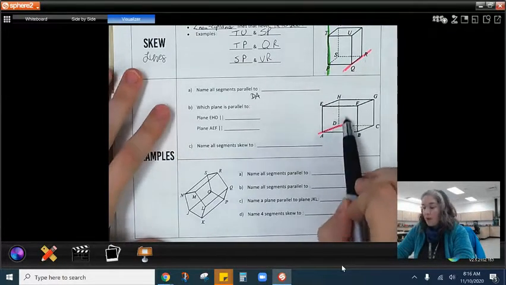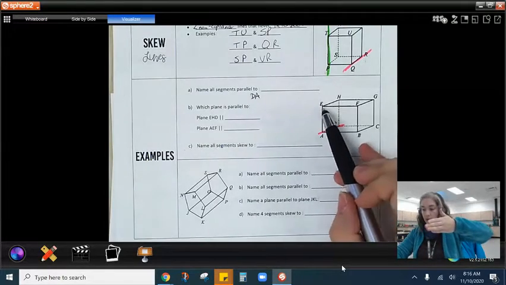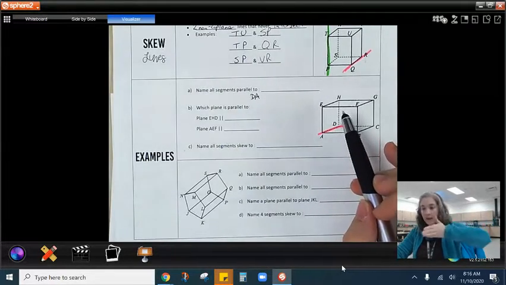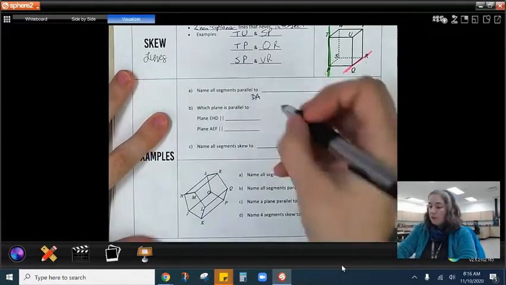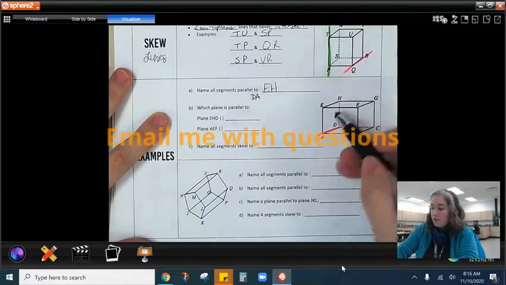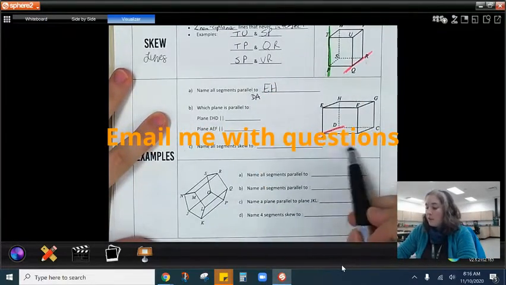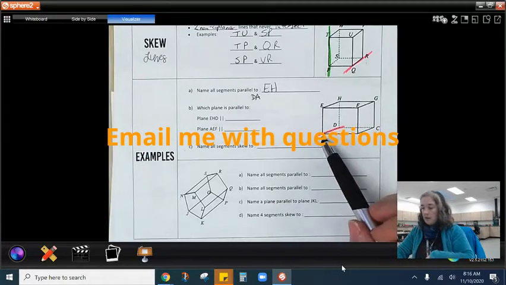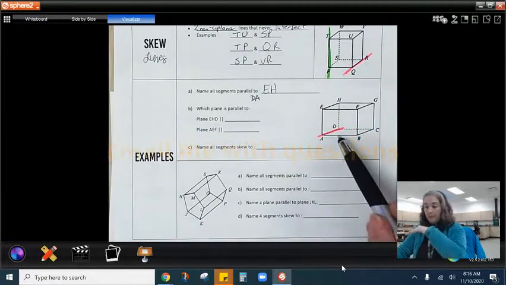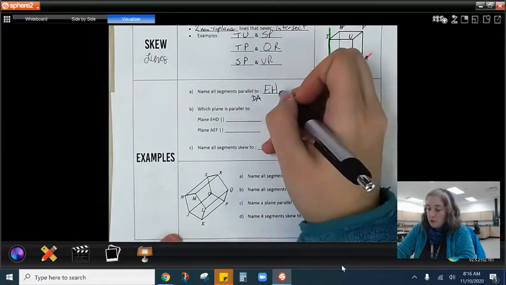If this side of the box is one side, right? That side right there with EH, D, and A, that's one plane. So EH would be parallel to it. And then there's a bottom right here, right? This ADC plane. So CB would be parallel to it too.